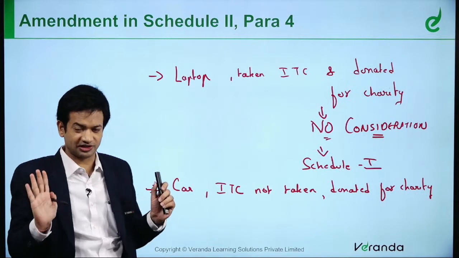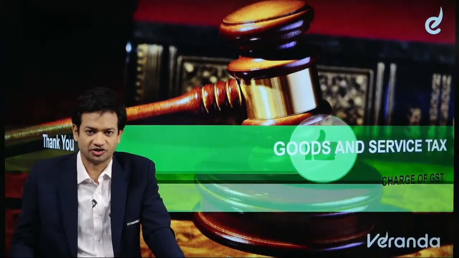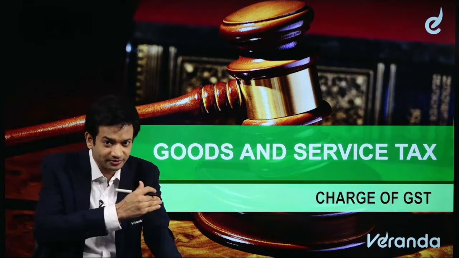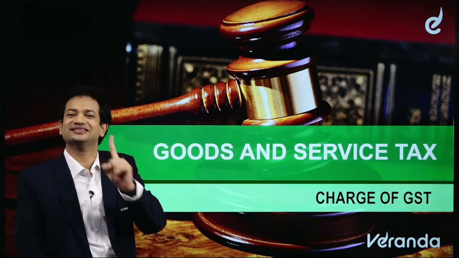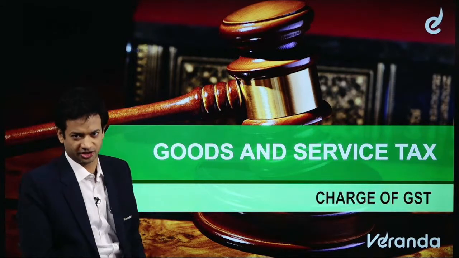I hope now the concept is clear. I gave you the background and I have explained the provision in detail. Now next we go to the next chapter. In the sense I'm coming to the next chapter now, right? So charge of GST, next chapter, again a single amendment, as I said, in composition scheme, right?